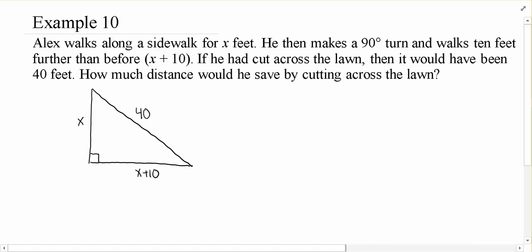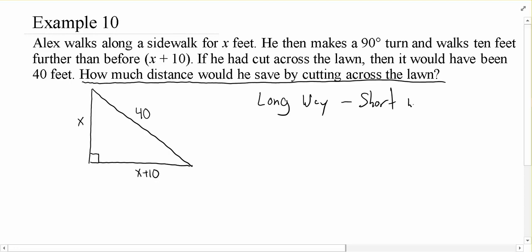Now, what I want to look at, though, is how to answer the question, because the answer to this question is not the same thing as solving for x. X equals doesn't answer the question that was actually asked of us, and that's why I want to go over an example like this. Because notice that the question is actually asking, how much distance would be saved by cutting across the lawn? So if I want to know how much distance is saved, then really what I'm looking for is to take the long way distance minus the shortcut, or the short way. If I just subtract those two values, that's going to get me the distance saved.